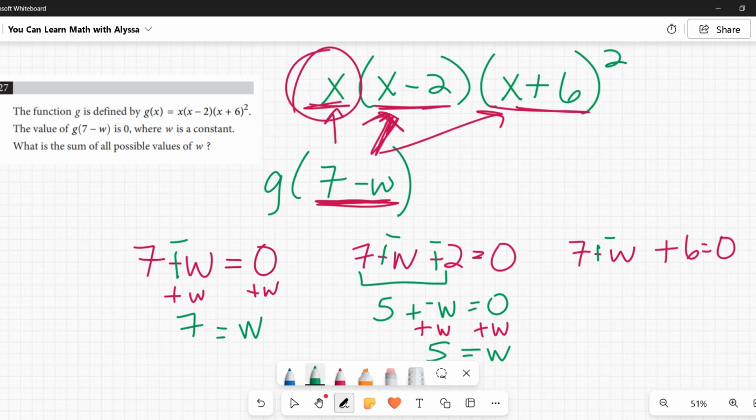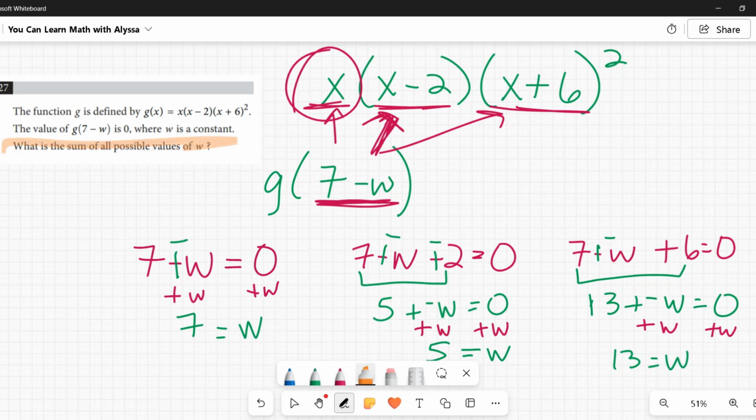And then this one, I have 7 plus a negative w plus 6, so I'm going to combine 7 and 6, combine those like terms, and 7 plus 6 is 13, plus a negative w equals 0. I'm going to do the opposite and add a w to both sides, and I get that 13 is equal to w.